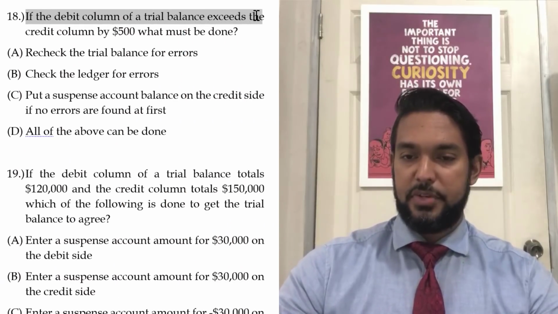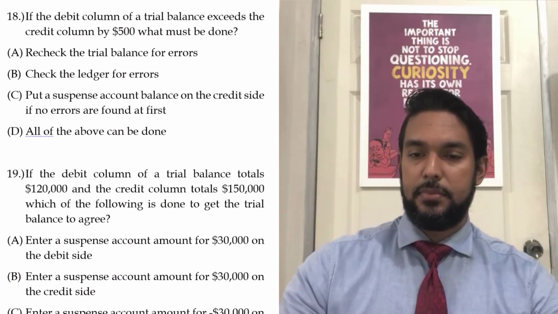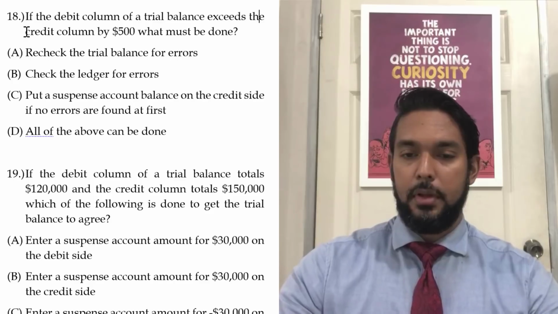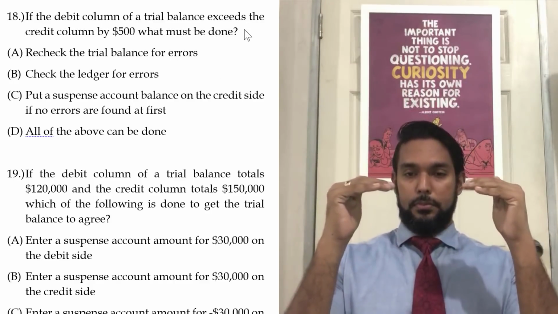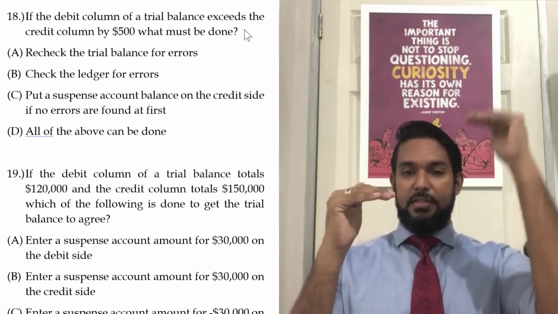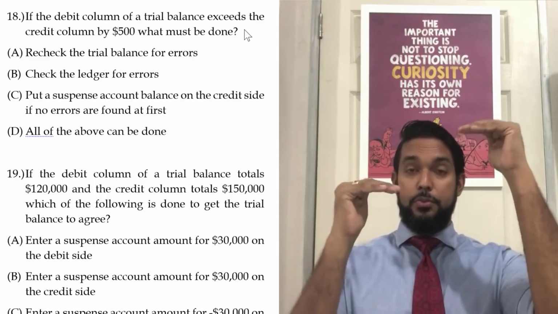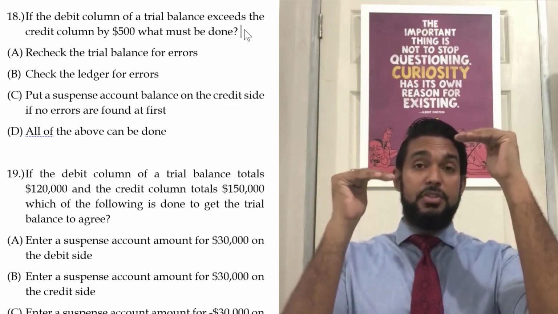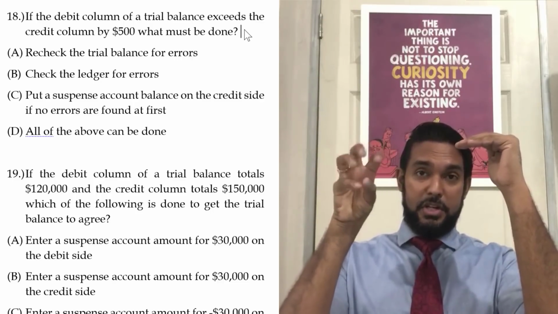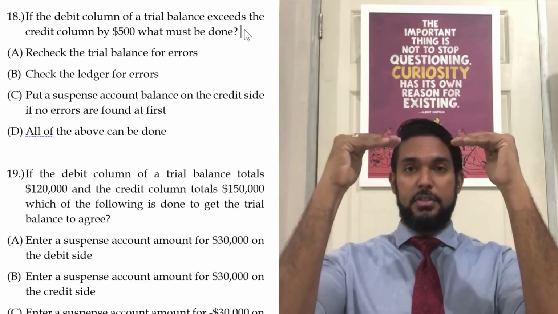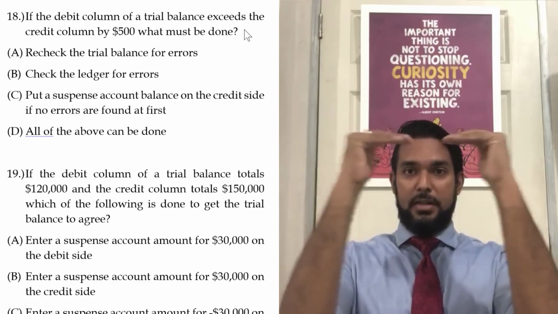If the debit column of a trial balance exceeds the credit column by 500, what must be done? So we just said it. Your debit column exceeds your credit column by 500. The trial balance must agree. So to make it agree temporarily, while we look for the errors, we put a suspense account balance on the credit side to increase the total on that side, so the totals agree.